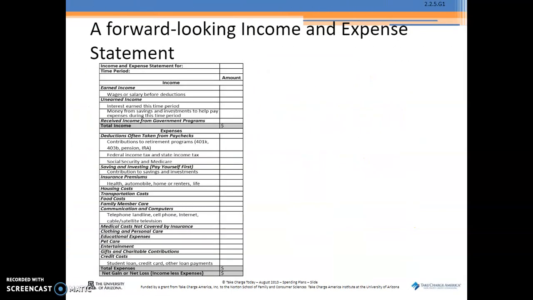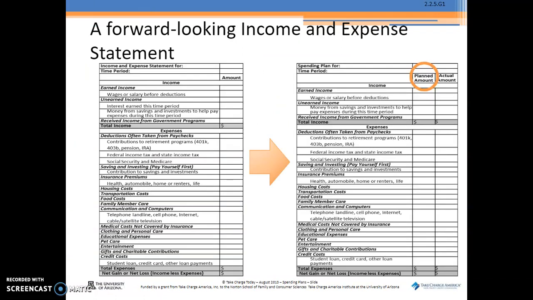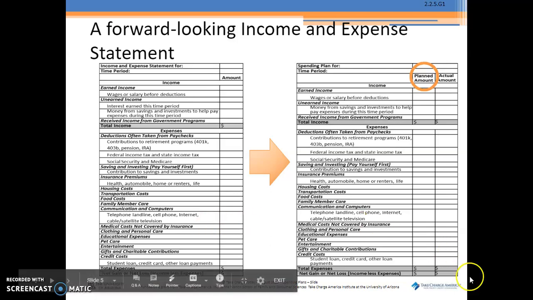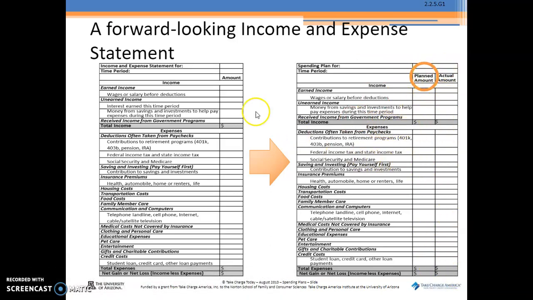All right, so looking at the income and expense statement. Let's take a look at this example here. We've got a couple of different elements that we should go over so that you can completely understand how this income and expense statement works. If you take a look at the circle on the right-hand side over here, we have a planned amount and then an actual amount. So the purpose of the spending plan is to compare what we've planned for versus what we've actually spent so that we can make adjustments for future spending plans.